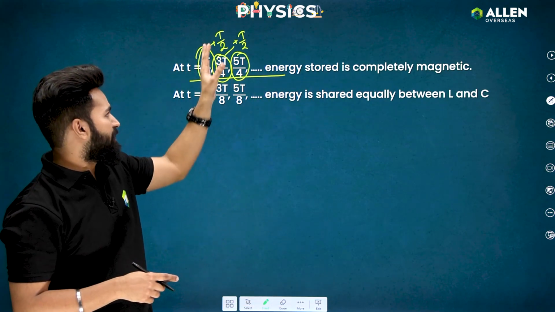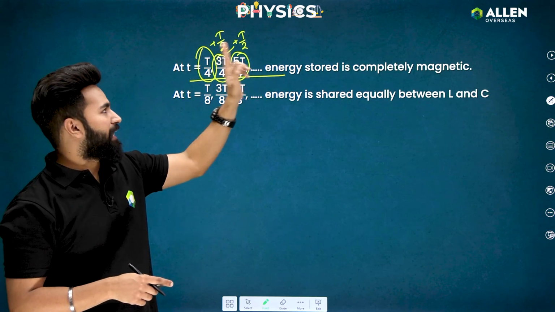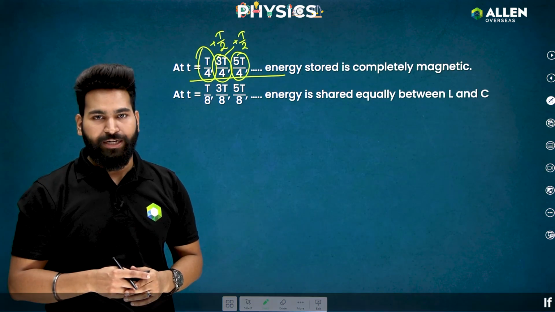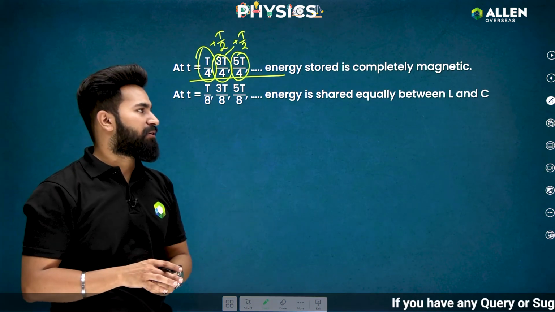At these time instants, T by 4, after that at T by 2, then again at T by 2, the energy stored will be completely magnetic. I hope you guys got it. Talking about when the energy will be shared equally.